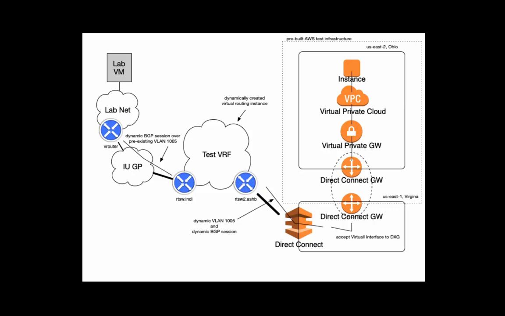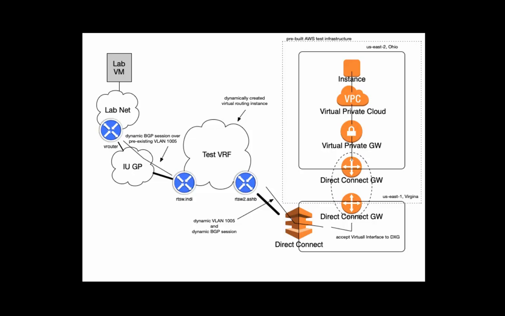The right side of this diagram shows everything that is pre-configured in Amazon. There is a virtual instance connected to a virtual private cloud, which is connected to a virtual private gateway, which is connected to a direct connect gateway that is already pre-configured.